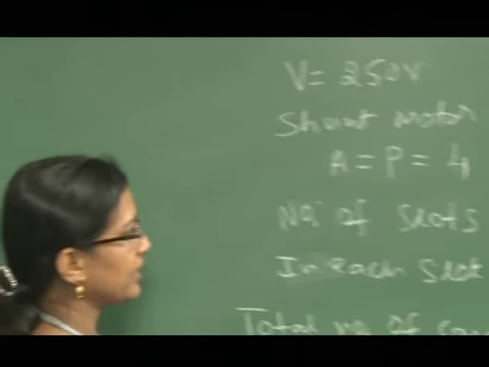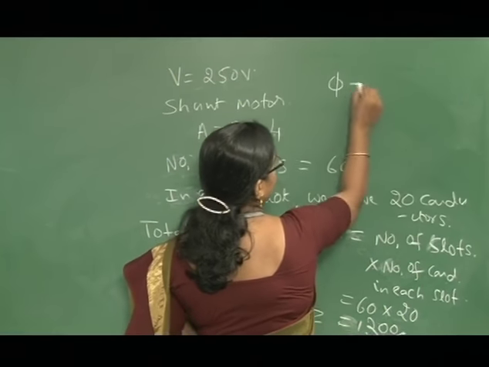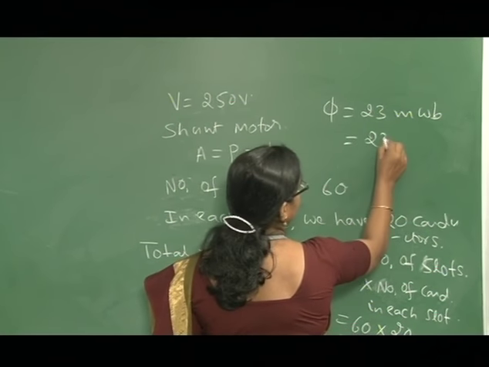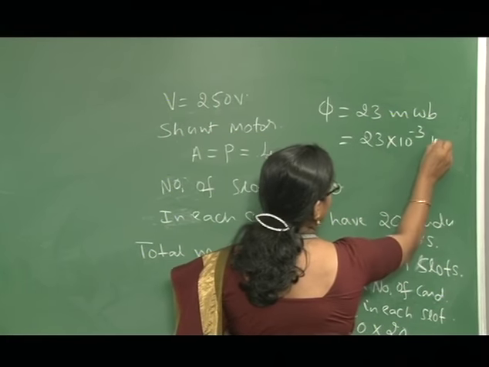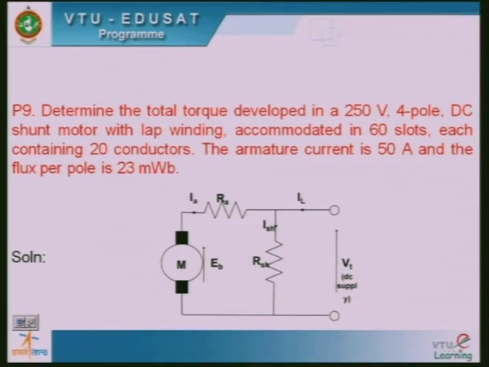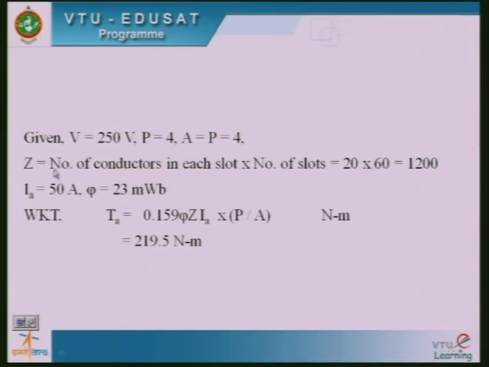Since it is mentioned in terms of milli, phi is equal to 23 milliweber. Convert it into Weber, it is 23 into 10 to the power minus 3 Weber. Substitute these values in the equation. Here our main aim is to calculate the total torque developed. So, we have this equation to get the torque, Ti is equal to 0.159 phi Z Ia multiplied with P by A, expressed in Newton meter.